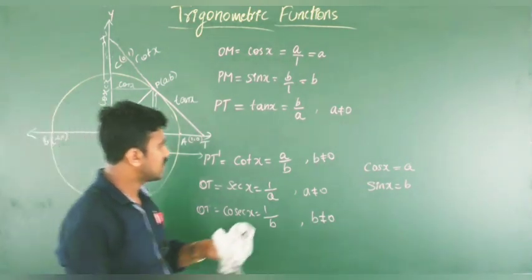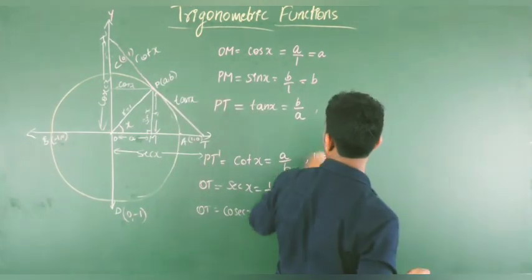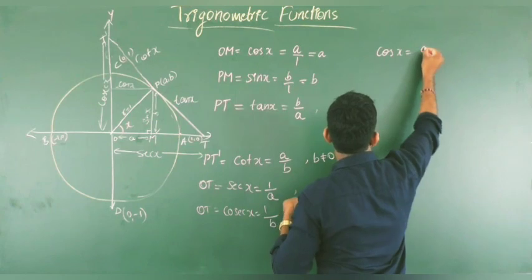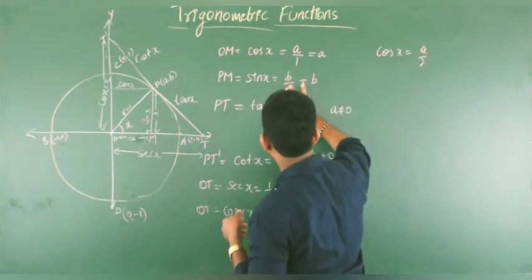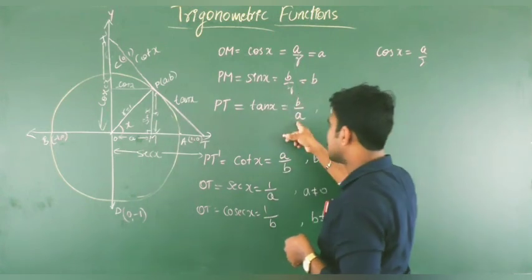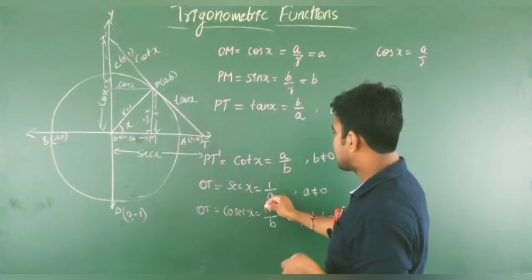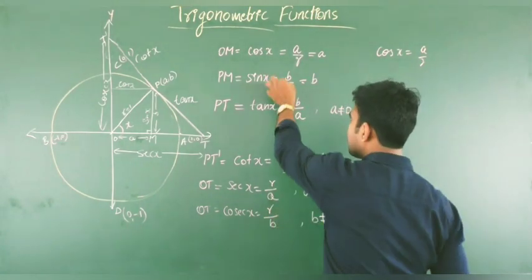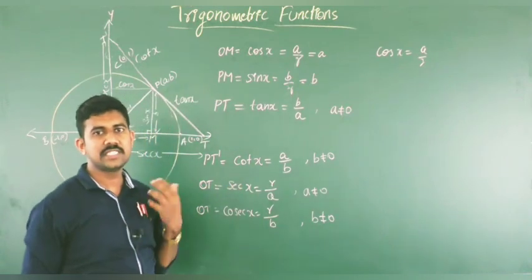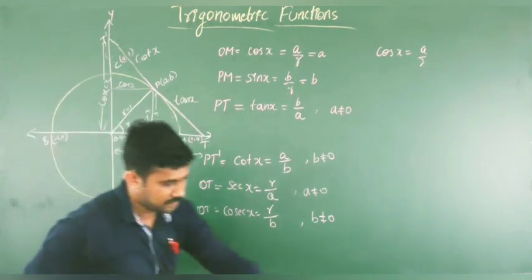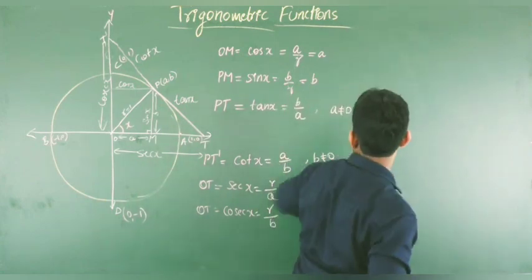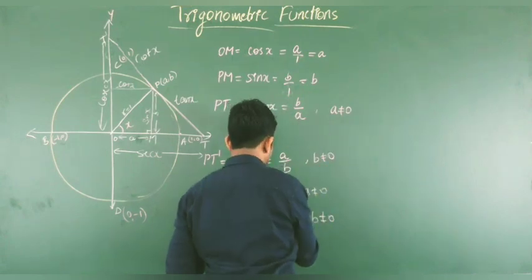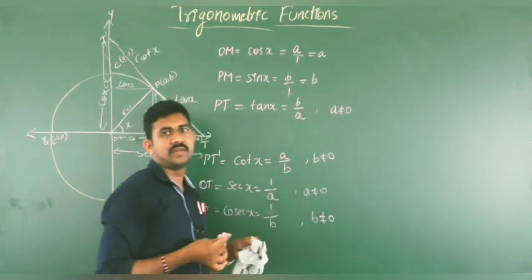So this is regarding your trigonometric ratios. Now if you consider the radius as r, then you can observe cos x is nothing but a by r, sin x is b by r, tan x is b by a, cot x is a by b, secant x is r by a, cosecant x is r by b. So here r is the radius of the circle, so you can change it for any value. Since here I'll consider the unit circle, the r value is 1.